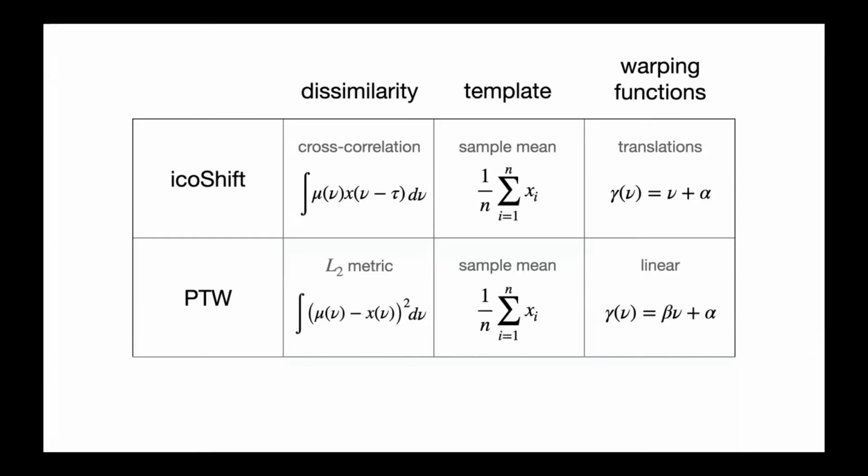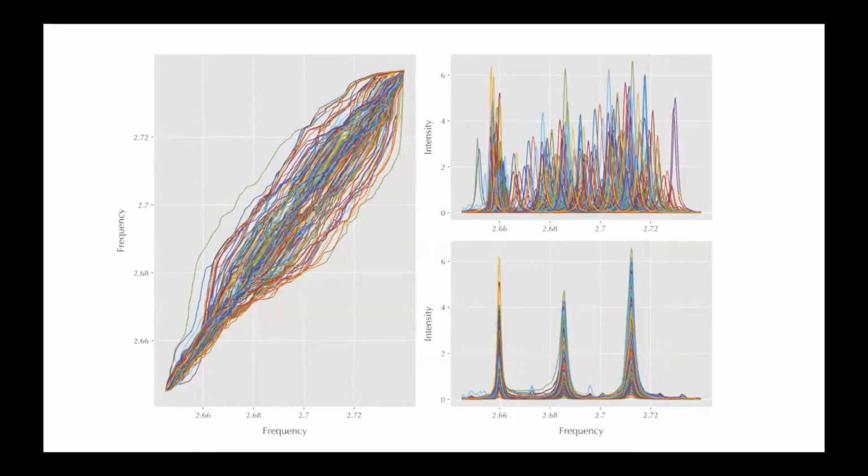So in comparison, this is how elastic registration performed. And we can see immediately that elastic registration has correctly aligned the three peaks of all of our spectra. And now we can clearly see that well-defined shape that we knew was hiding behind that mess.